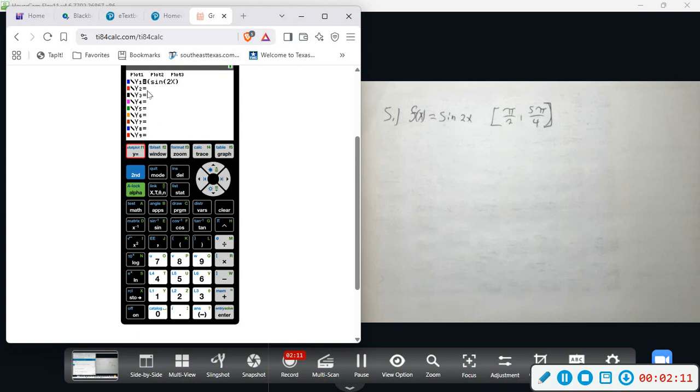Now I'm going to go back and add my restrictions. So I already have it encased in parentheses. Add another closing. We're going to do divided by, and then open parentheses, and we're going to say pi over 2 is less than or equal to x. Then second, math, logic, and then x is going to be less than 5 pi over 4.